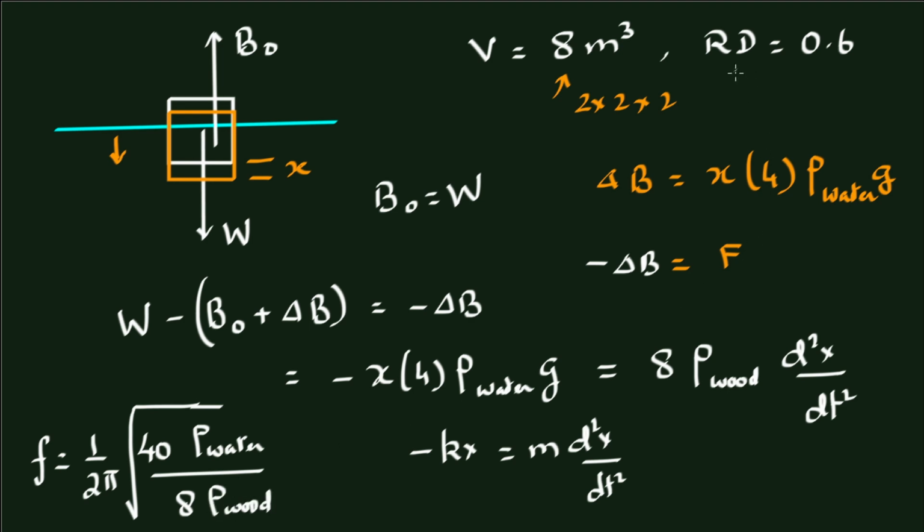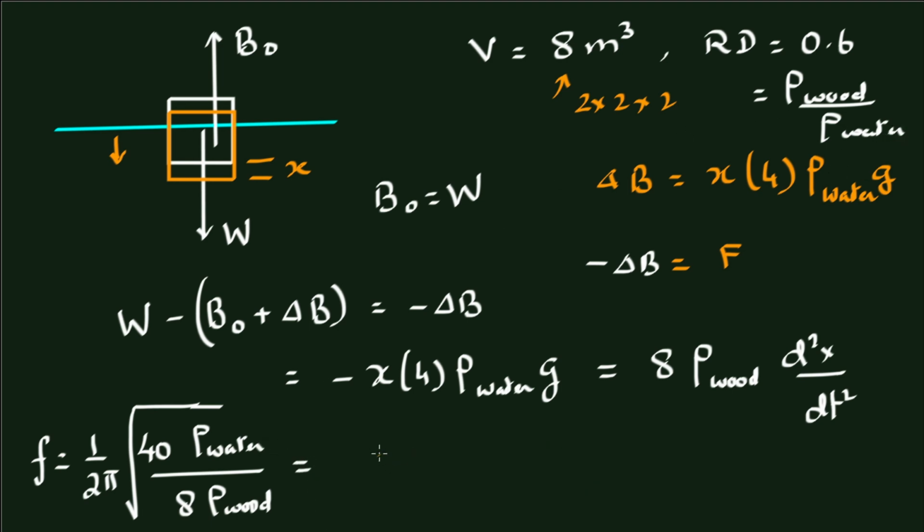But check it out. Relative density is 0.6. What is relative density? Density of the wood divided by density of water. So I can plug that in here, and this becomes 1 over 2 pi square root of, 8 goes into 40 5 times, 5 divided by 0.6. So many hertz. That's the frequency of oscillation of the block.